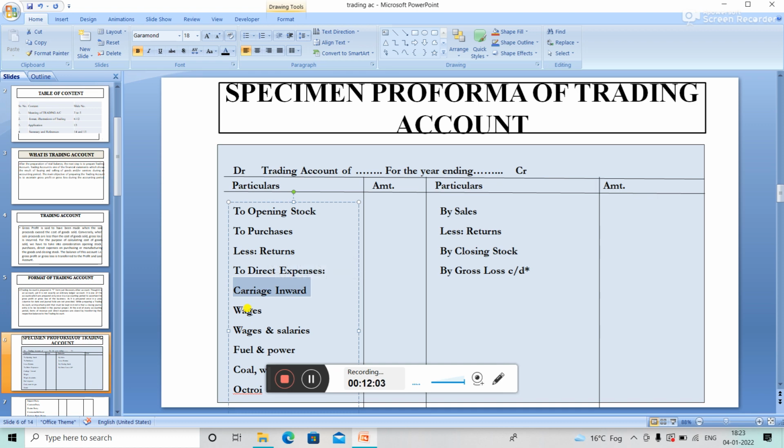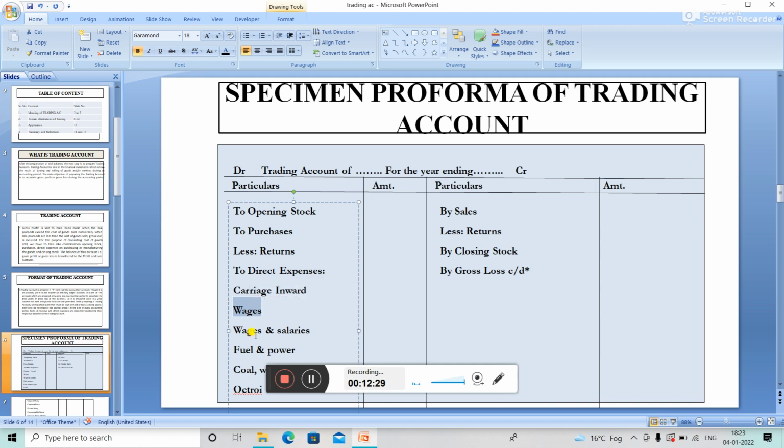Now next one, wages. Wages are paid to the different workers who are directly engaged with the loading and unloading process, or different kinds of production of goods, and these are going to be debited into the trading account. Okay, and the next one is wages and salary.